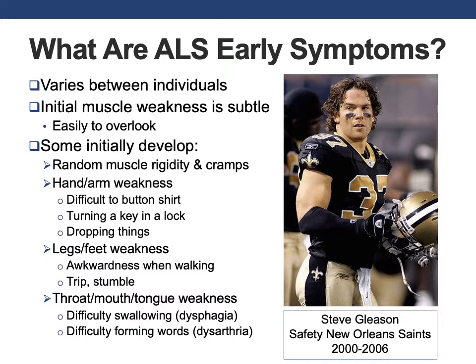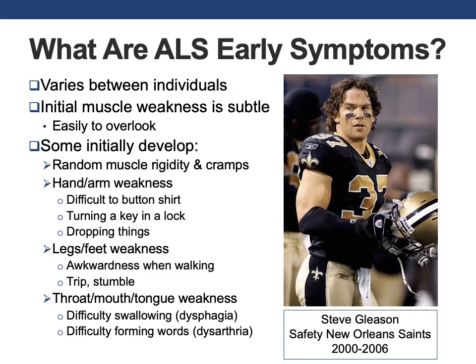Some will initially develop hand and or arm weakness. The first indication may be noticing difficulty buttoning their shirt or turning the key in the lock, but more commonly it's dropping things. Some ALS patients may initially develop leg and or feet weakness. They might notice awkwardness when walking. They might find that they are beginning to trip a lot or stumble a lot.